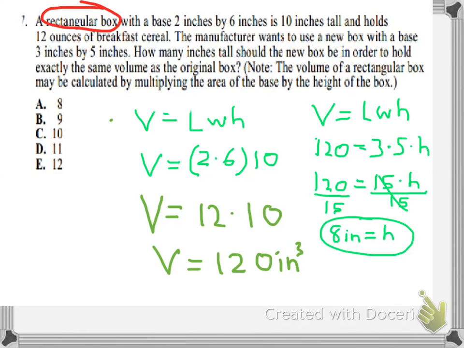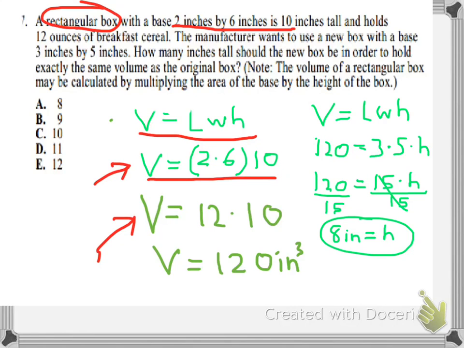Okay, so the rectangular box. These are the measurements, and then we solved it right over here. Volume equals length times width times height. Then we got this. Volume equals 2 times 6 times 10, which gives us this. Volume equals 12 times 10, which leaves us with 120 inches cubed.